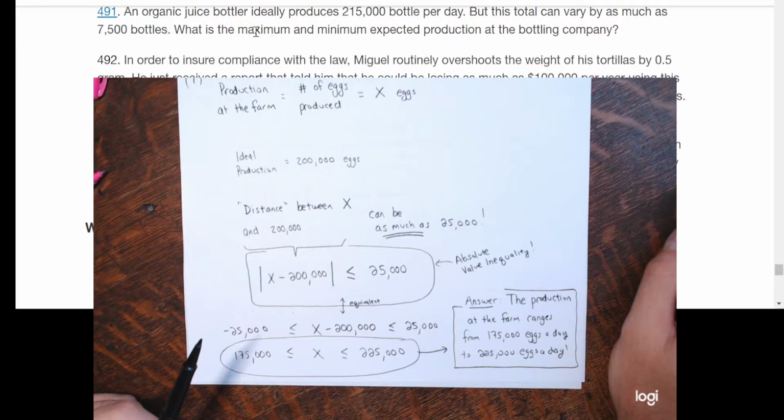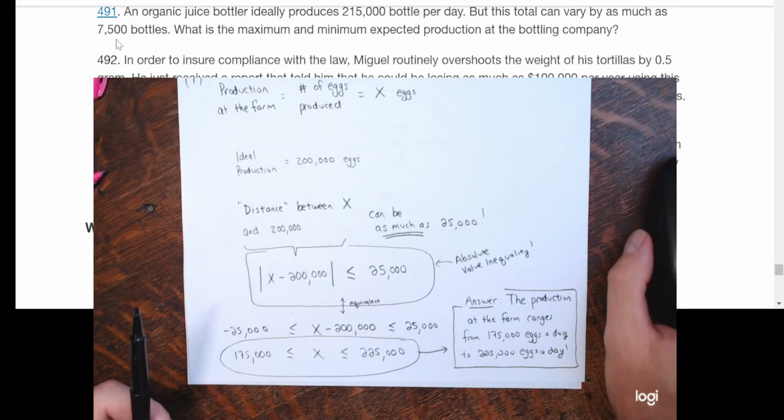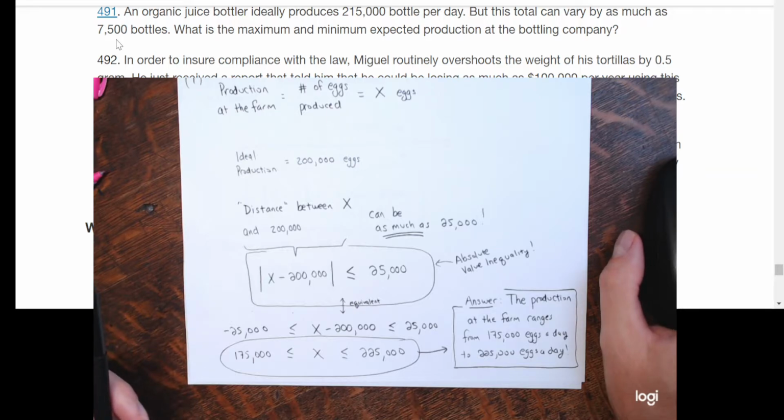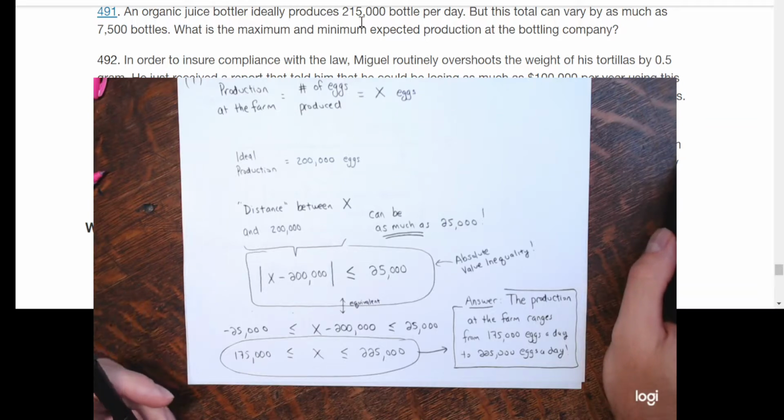So again, for the maximum, I would just take what they want to produce, and you can be off by plus or minus 7,500. So I would add 7,500 to get 222,500 bottles per day for the maximum production, and then subtract 7,500 to get 207,500 bottles for the minimum expected production at this bottling company.